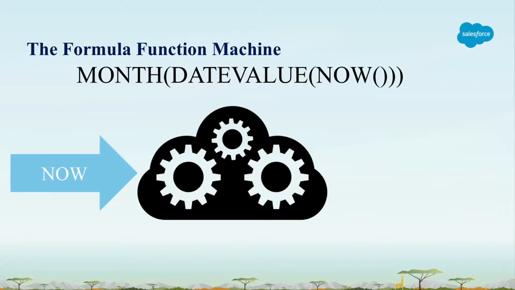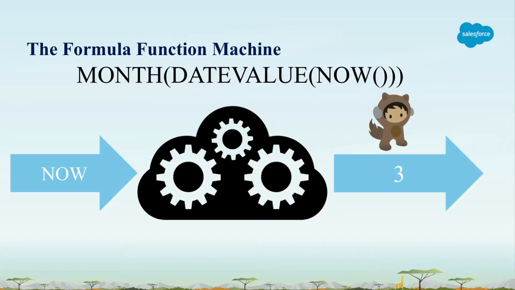All right, this one looks a little more complicated. When you start to see something like this, I like to work from the inside out. All right? So let's start all the way inside. We have now, and then we're going to take the date value of that, and then we're going to take the month of that. So what are we going to get out? Yes, awesome. You guys are great.